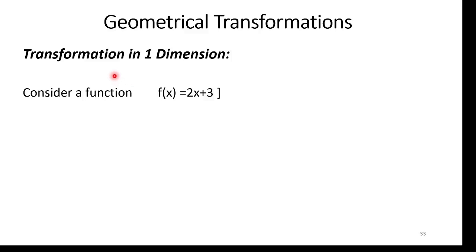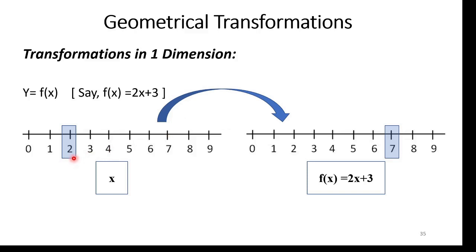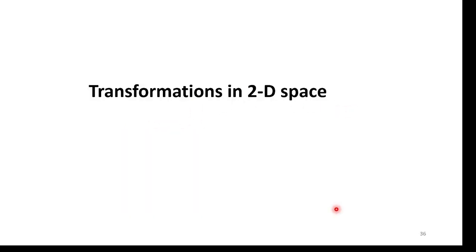Next important concept is the transformation. So first let us see the transformation in the one-dimensional data. Consider a function f(x) equals 2x plus 3. Let us consider 2 as an example, which is being transformed using this function. This function is transforming 2 to 7.